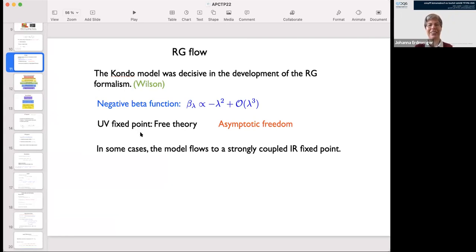Good. So the theory, in some sense, is very similar to QCD because the UV fixed point is just a free theory. So we have some kind of asymptotic freedom, like in QCD. Here I say in some cases, which depend on the representations chosen for the spin of the electron and the impurity. The difference to QCD is that the model really flows to a strongly coupled infrared fixed point. This means there's conformal symmetry again at this fixed point, and that implies, I think, that there's no gap.